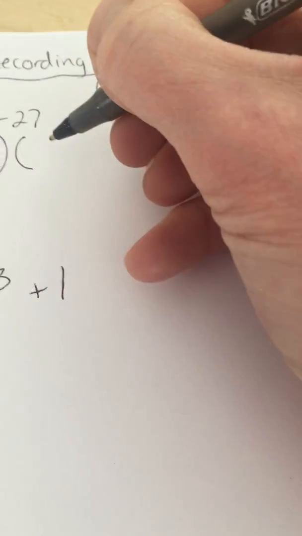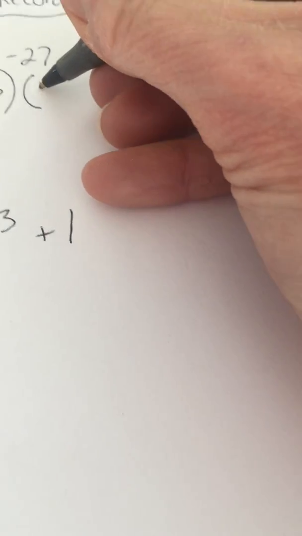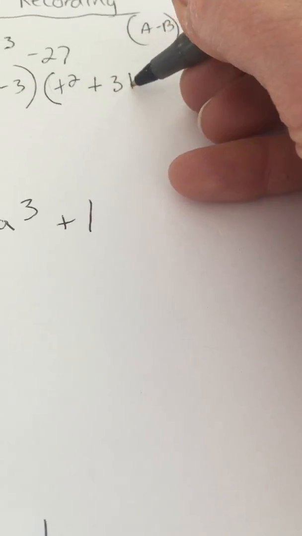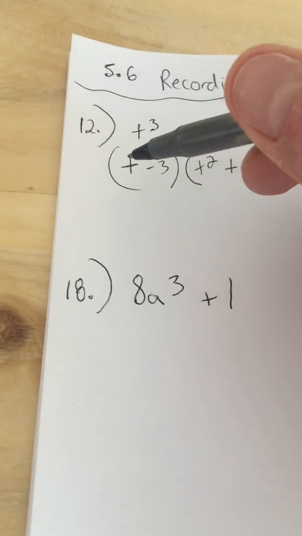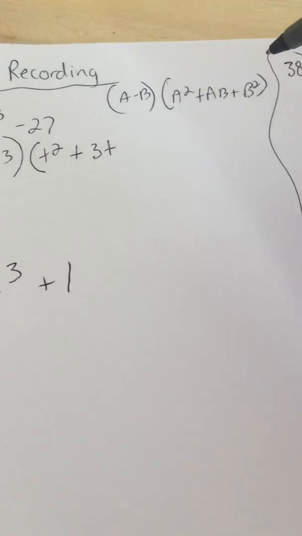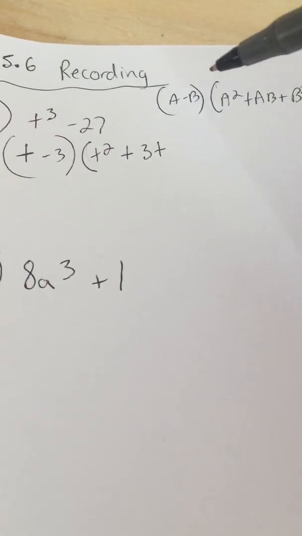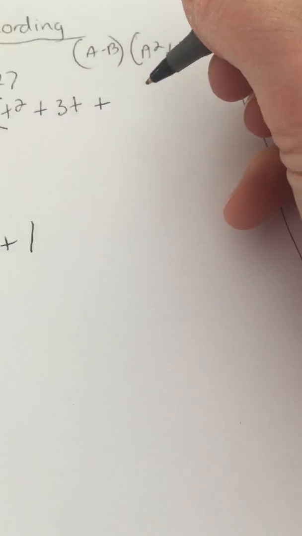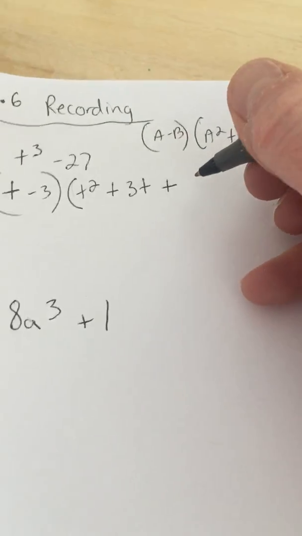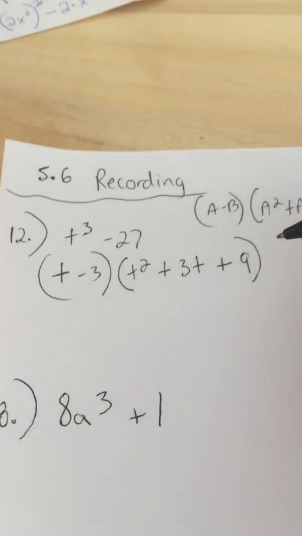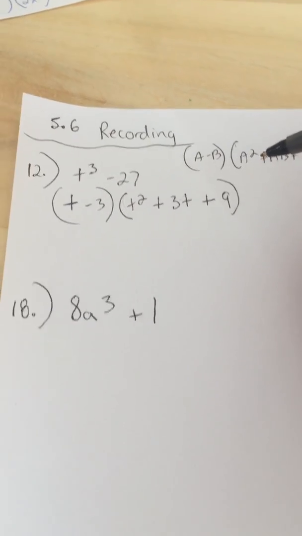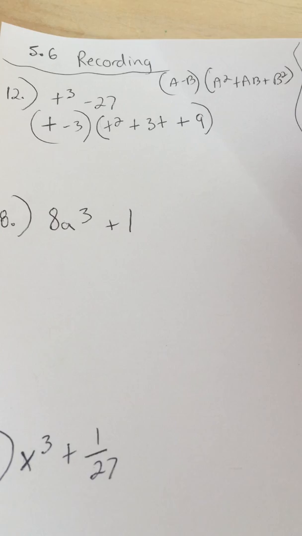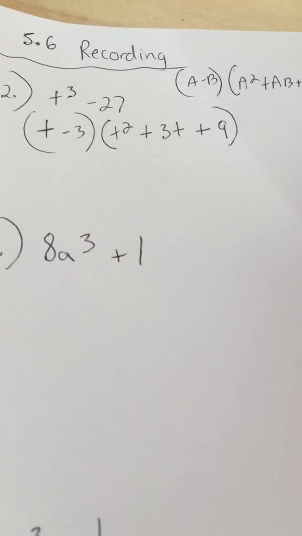So there's the subtraction. And then I'm going to do t squared plus 3t because I multiplied this 3 and this t, just like right here, a times b. And then I'm going to add 9 because 3 squared is 9. So that's the answer right there. And I'm going to move on to problem 18, which is a sum of cubes.